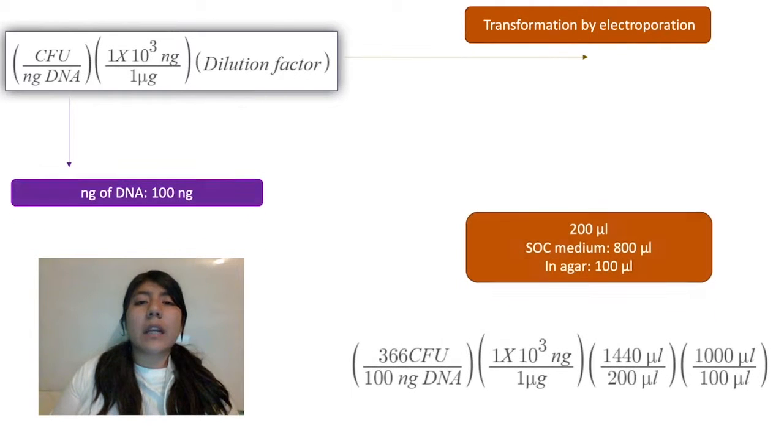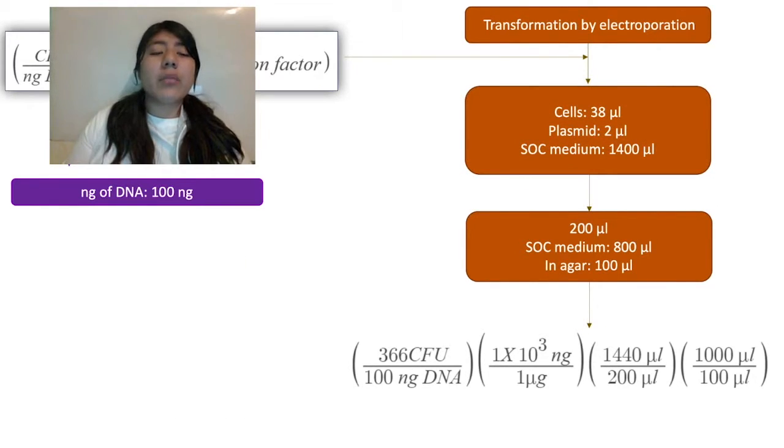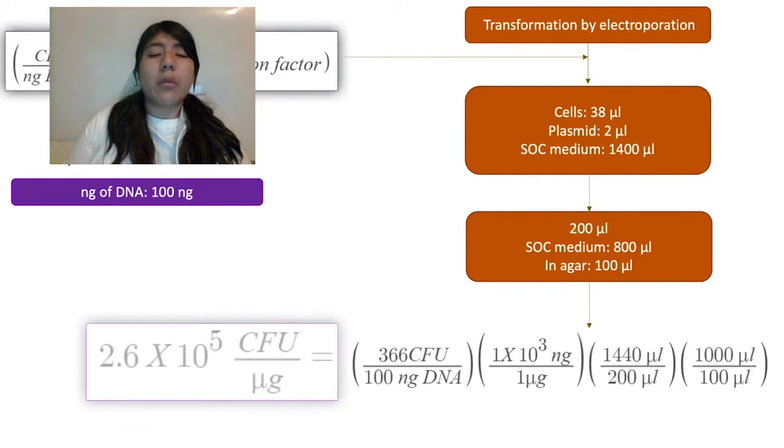The same efficiency calculation is repeated with the transformation by electroporation. The only value that is different, besides the colony-forming units, is the 38 microliters of cells used. Transformation by electroporation efficiency was the following.